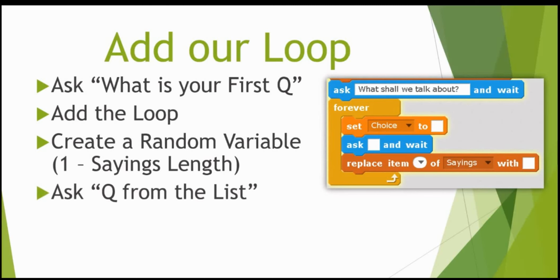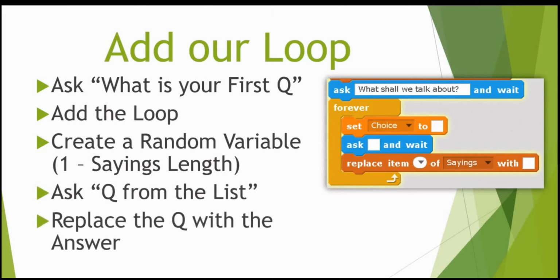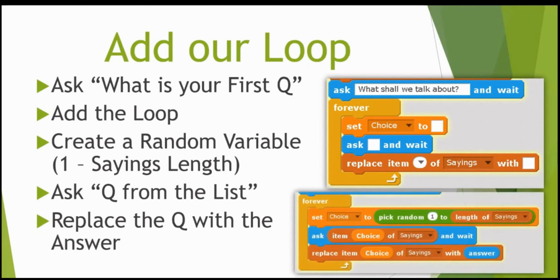Instead of using a blank question, we can ask the question from the list, and then if you'd like to, we can replace the question with the answer that you gave. So to do that, we're going to use the variable item blank of sayings, and we're going to change that item blank to the variable choice, which means we'll have a random number picked out by choice, and then we'll ask whichever item choice is equal to from the sayings list, and then we'll wait for the player to answer. Once they have, we can replace that question with the answer that the player gave. So now we're starting to see how lists work as well.